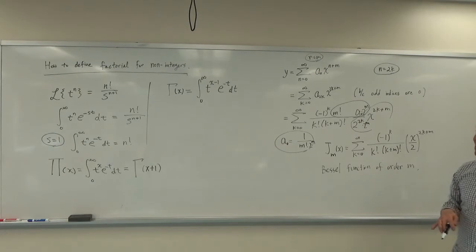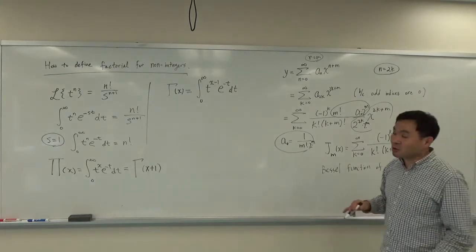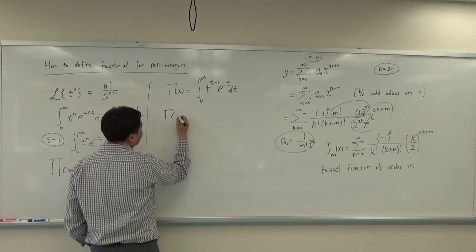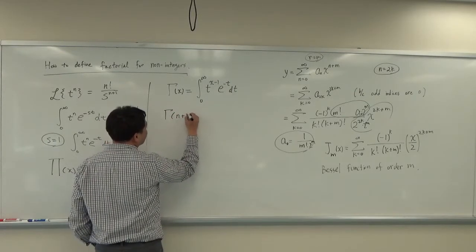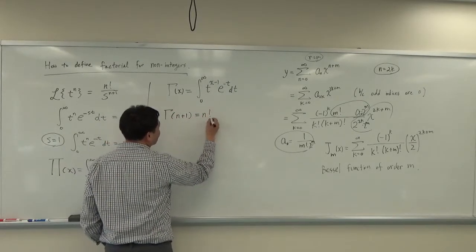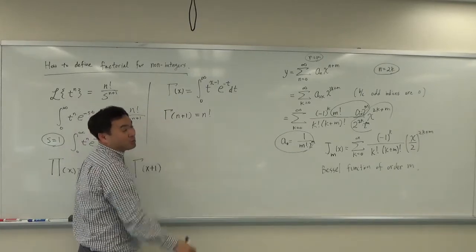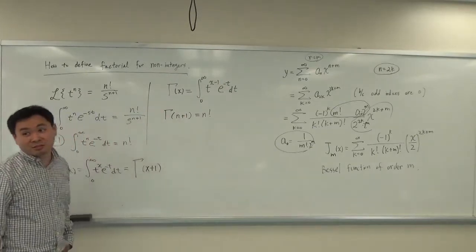Okay? It's quite bad because according to this definition, what we have is that gamma of n plus 1 is n factorial. So if you want to convert n factorial into the gamma function, you have to add 1, unfortunately, under this definition. Okay?